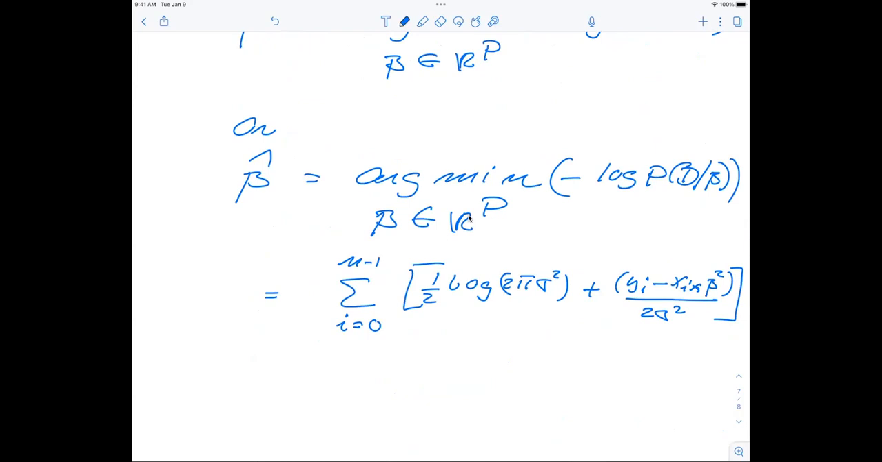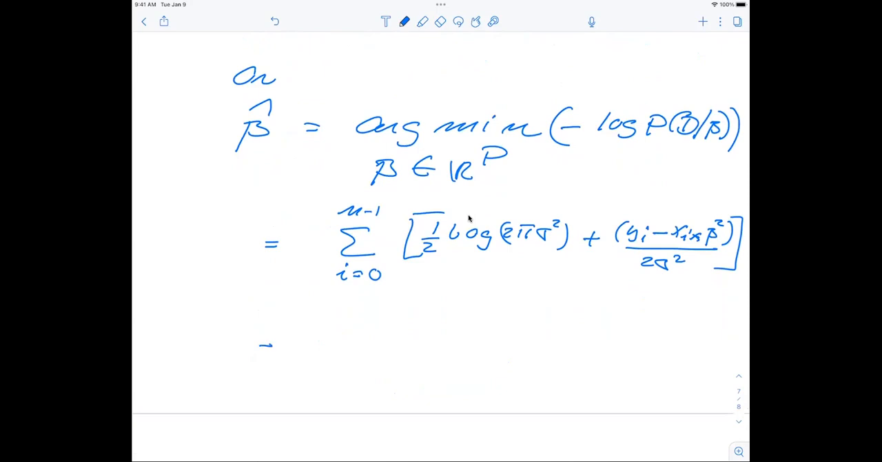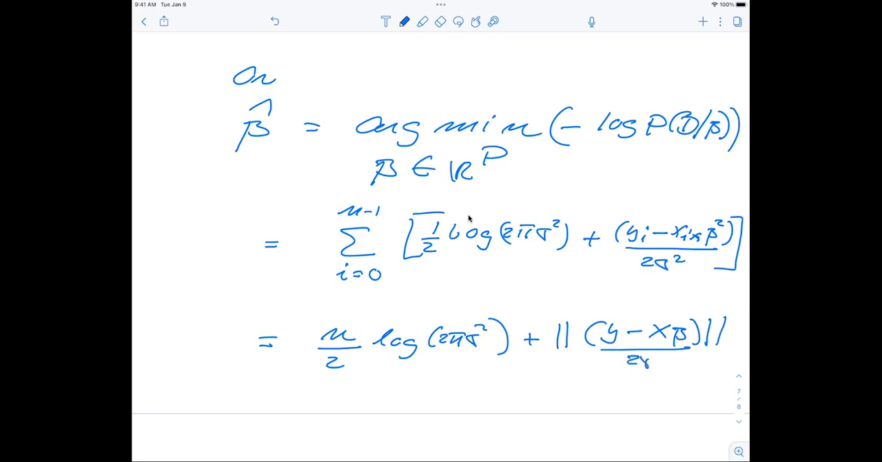Now, the first term is just a constant. So we can actually rewrite this now in terms of a constant. So this is simply a sum over n, so this has been n half log of 2 pi sigma squared. And then I can just rewrite the second term as plus, and I rewrite this in a more compact way as we've done before. And this is the norm 2 of this quantity, over 2 sigma squared, norm 2 squared here.